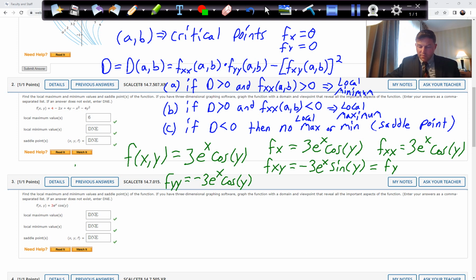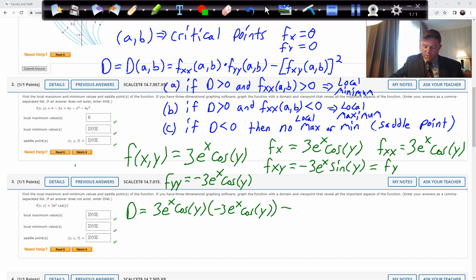And if we set, actually I don't think I'm going to look for critical points, and you'll see why in a second. So what we're going to do next is solve for d. So d is going to be fxx, which would be 3e^x cosine y, times fyy, which would be negative 3e^x cosine y, minus fxy squared. fxy was negative 3e to the x sine y.